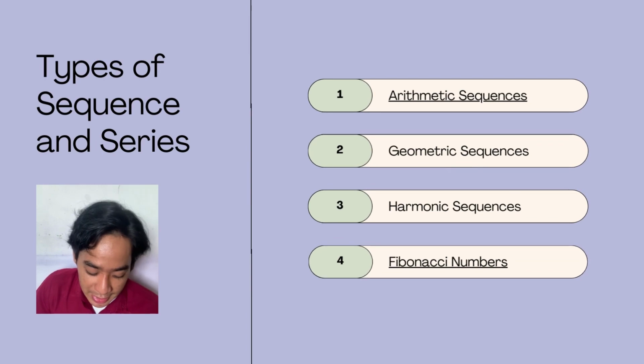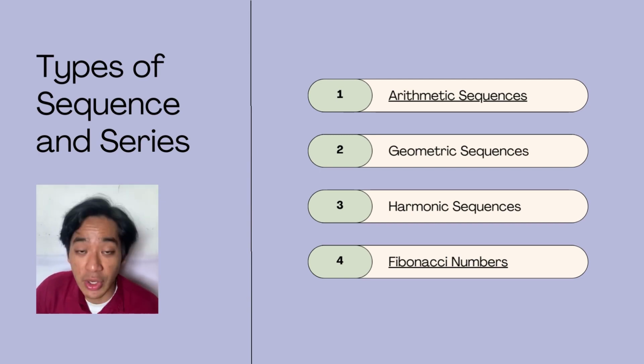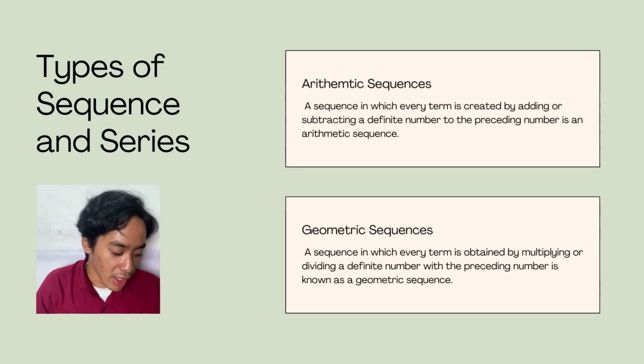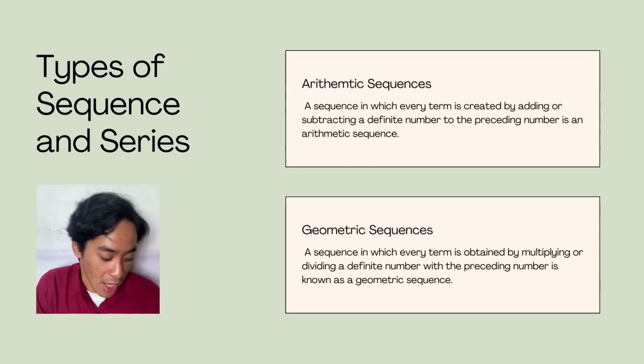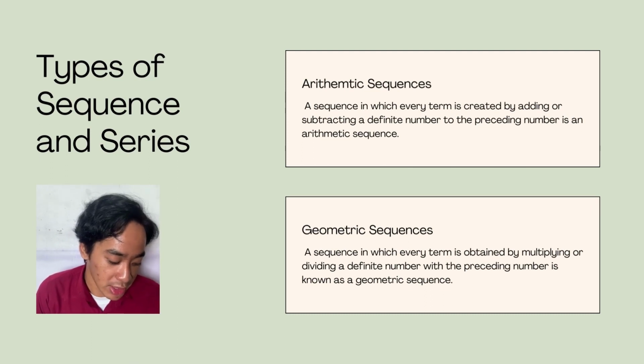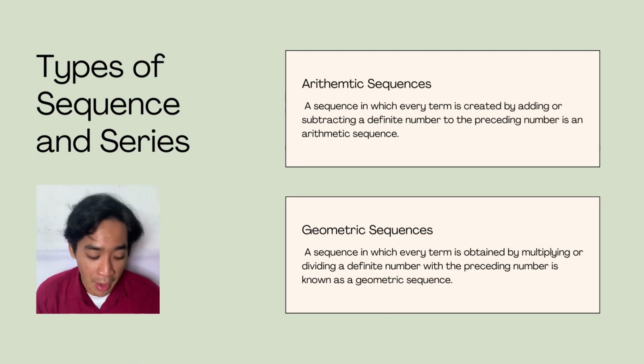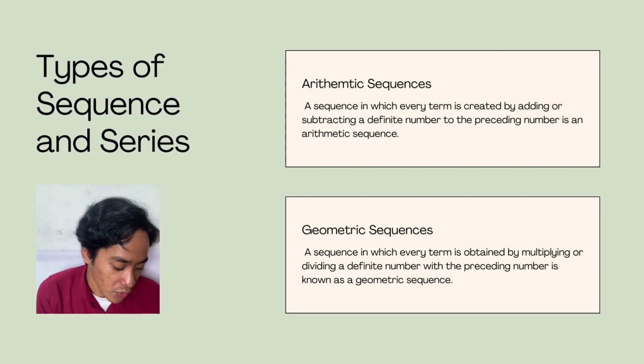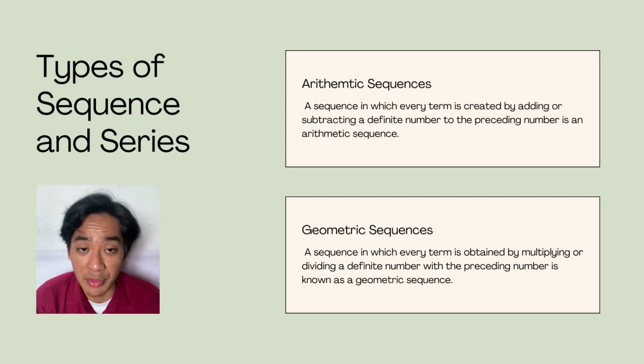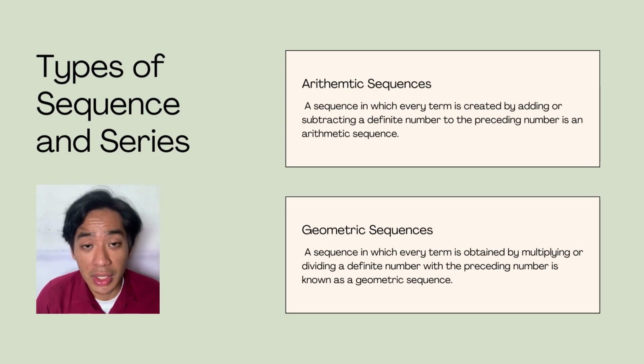Okay, next is the types of sequence and series. The first is arithmetic sequence, the second is the geometric sequence, the third harmonic sequence, and the last Fibonacci numbers. Okay, the first, arithmetic sequence. A sequence in which every term is created by adding or subtracting a definite number to the preceding number is an arithmetic sequence. And the second is geometric sequence. A sequence in which every term is obtained by multiplying or dividing a definite number with the preceding number is known as a geometric sequence.